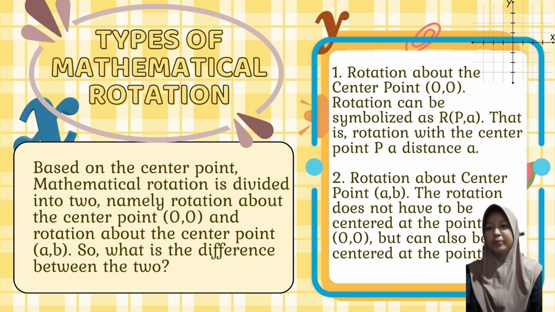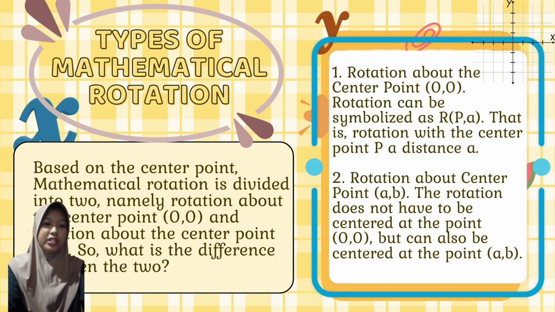Next, types of mathematical rotation. Based on the center point, mathematical rotation is divided into two, namely rotation about the center point O, and rotation about the center point A, B. So, what's the difference between the two? The first, rotation about the center point O. Rotation can be symbolized as R, P, A. That is rotation with the center point P, by an angle A.